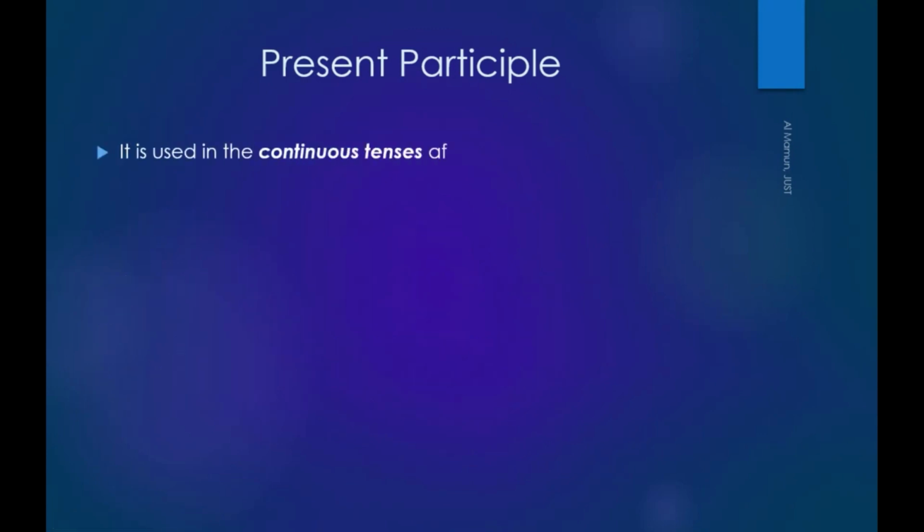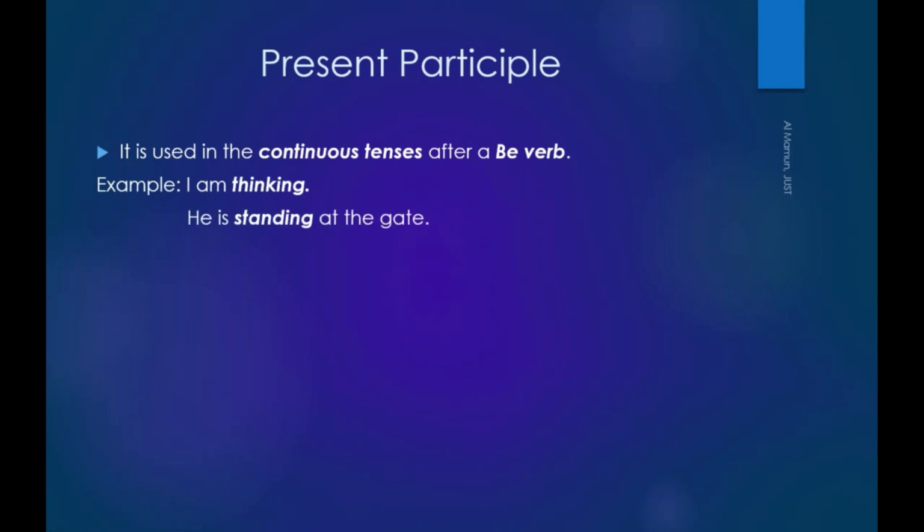It is used in the continuous tenses after a be verb. As we find in all the continuous tenses, there are 6 continuous tenses in the active 12 tenses. In all these tenses we have a present participle. For example, I am thinking. So thinking is a present participle. He is standing at the gate. So before this present participle you have a be verb.